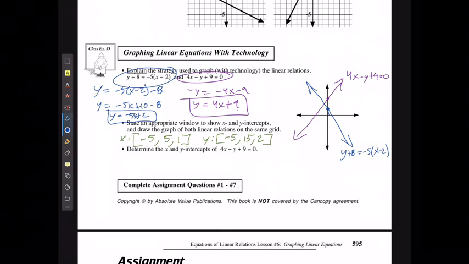If I am determining the x and the y intercepts, in this case, then all I would have to do is, well, the y-intercept, I can just hit trace, 0 and enter, and it's going to tell me that in this case it has a y-intercept of 9.